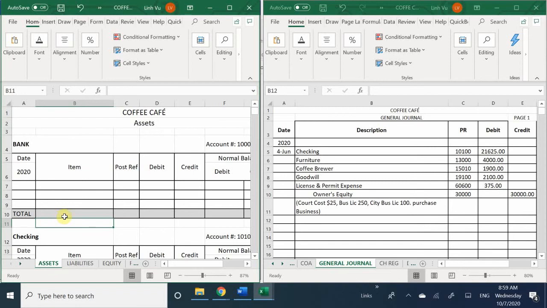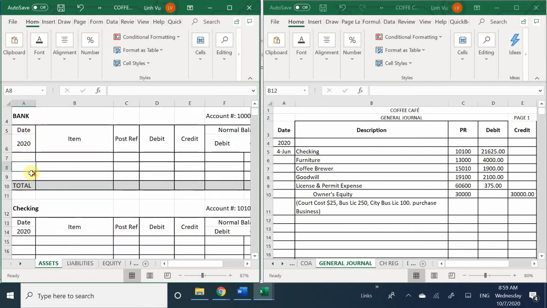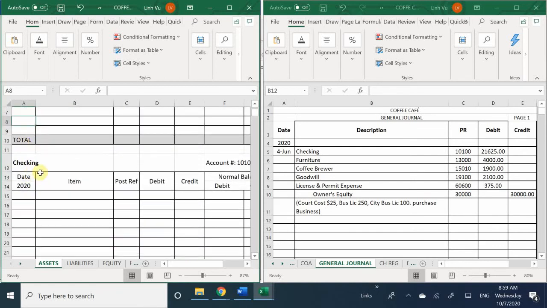Okay, so in this case, I'm in my bank, and if I scroll down, my first thing on my page should be my checking account. And I'm going to go ahead and also place in the date here. And for my notes, I'm going to say I deposited money into the bank. Deposit.